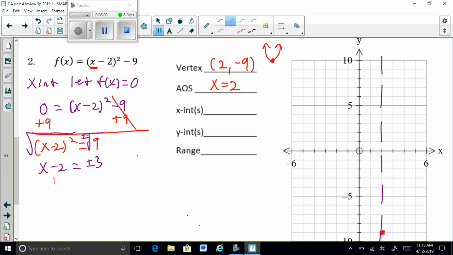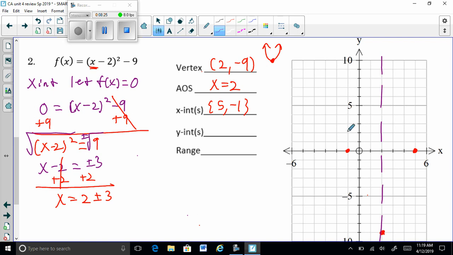And then we go ahead and add 2 to both sides. So we get x equals 2 plus or minus 3. And then now you need to look at it from both perspectives. So plus 3 would give you a 5. Take away 3 would give you a negative 1. So those are our x-intercepts. We can go ahead and put those on there. So negative 1 and positive 5.